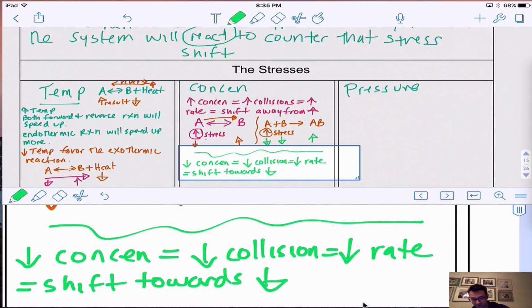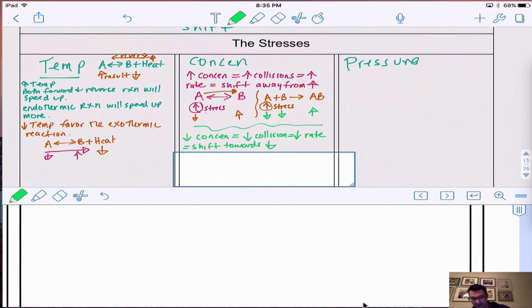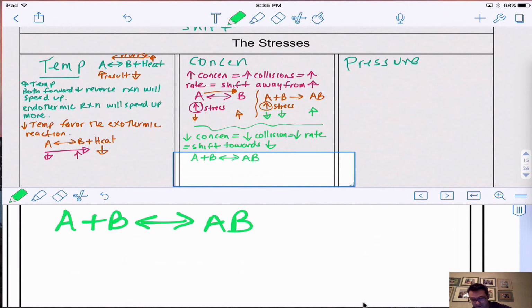So if we were to use our example again here, our A plus B yields AB. If I were to do something like decrease the concentration of A as my stress, now there's less A to react with B. So since there's less A to react with B, the forward rate, the rate that's making the products, actually slows down.